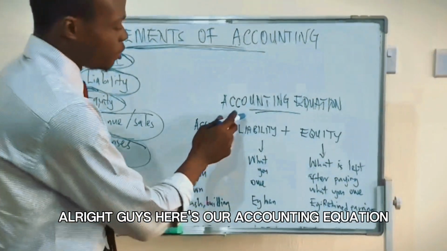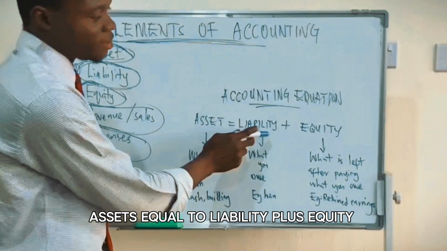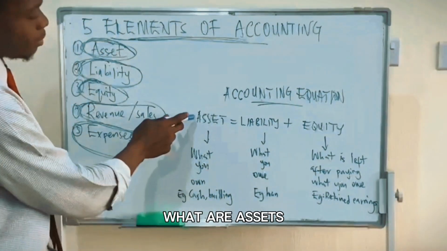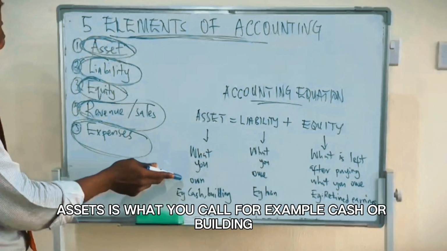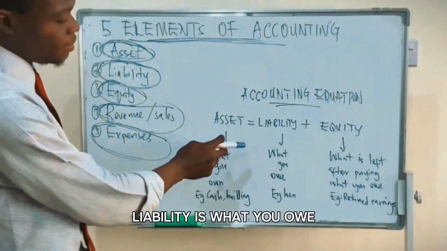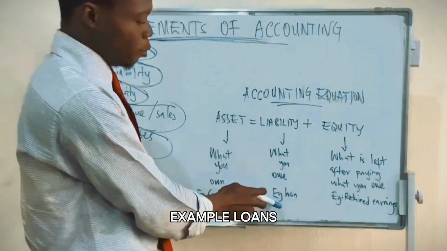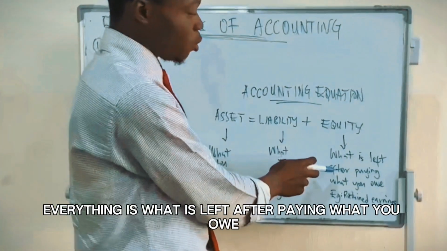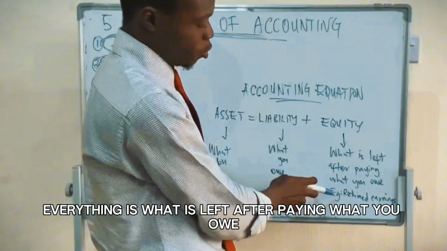All right, guys, here's the accounting equation. Assets equal liabilities plus equity. What are assets? Assets is what you own. For example, cash or building. Liability is what you owe. Example, loans. Equity is what is left after paying what you owe.